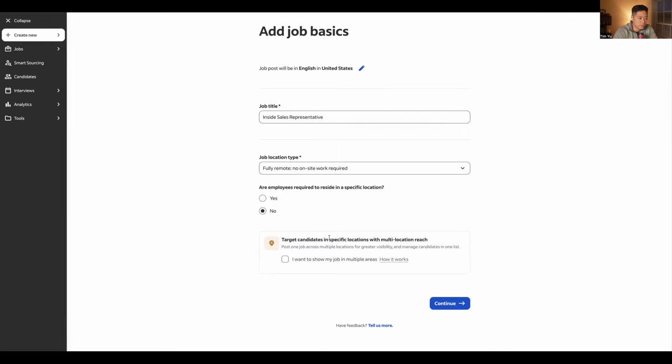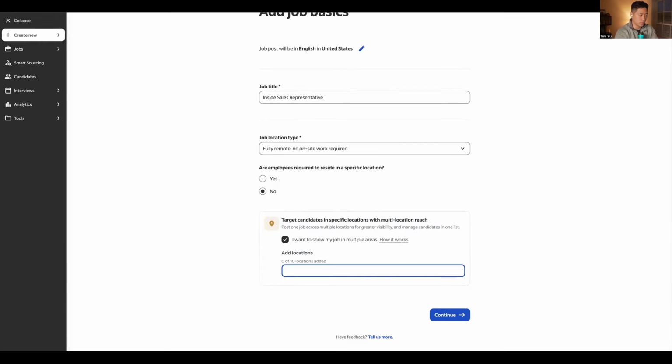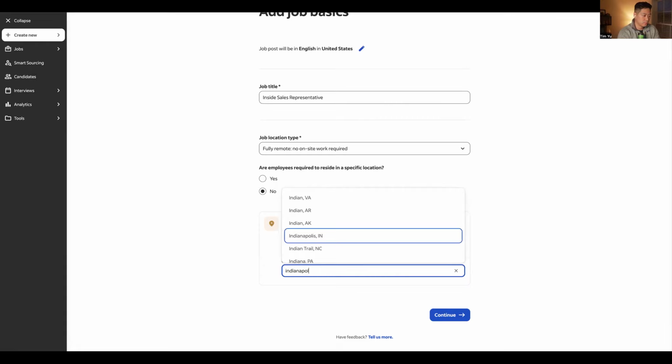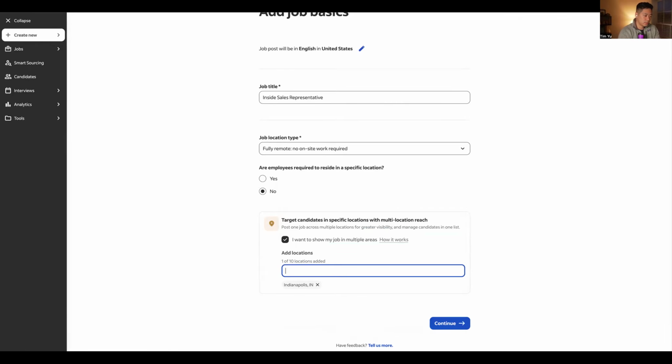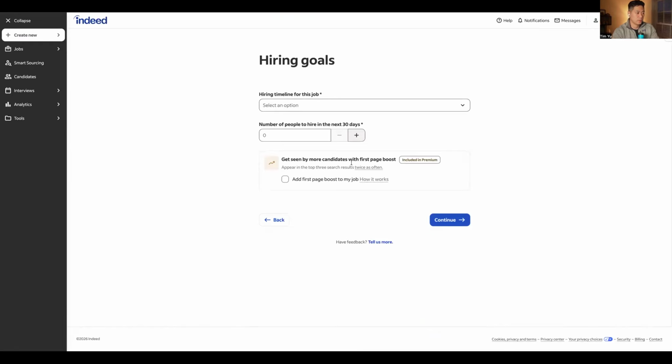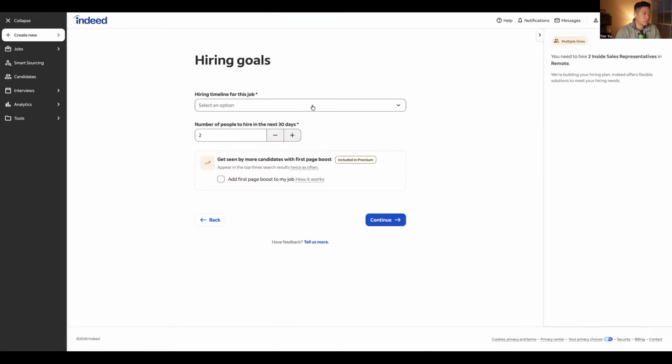So target candidates in specific locations with multi-locations, right? Location reach. So this is where you can put your different cities. So let's do Kansas City, Houston, Texas, Ogden, Utah, right? Depending on your zip codes, right? And just hit continue. We're looking to hire 2 people.